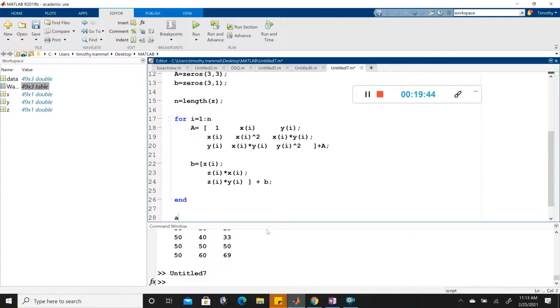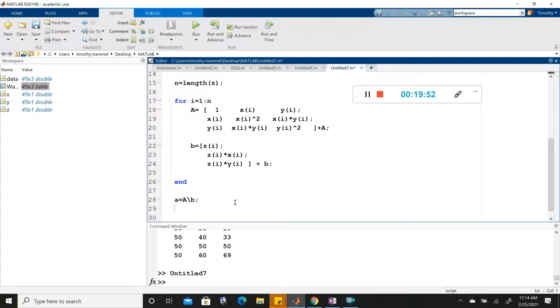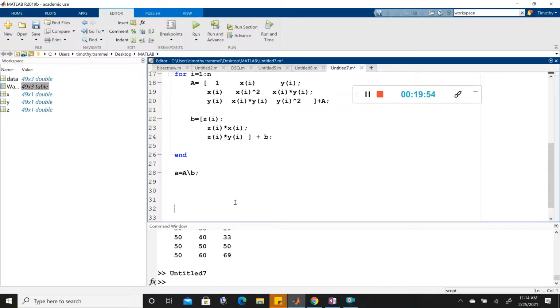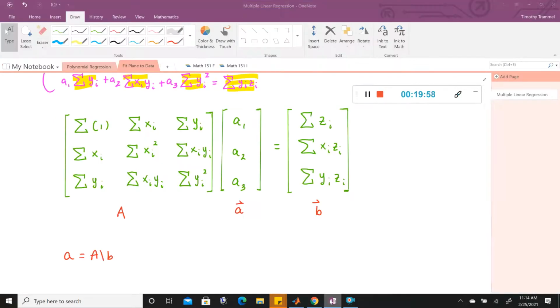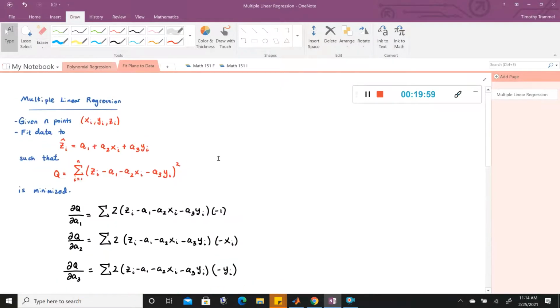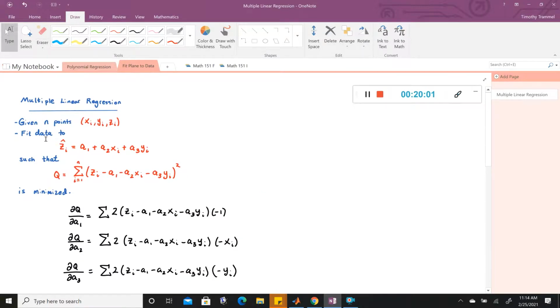Let's go ahead and compute our coefficients here now. A equals A backslash B. Okay. And what we want to do with these coefficients is write this equation that we have here in OneNote. Let me go up here and find it. This thing. We want to take the first coefficient plus the second times the x's plus the third coefficient times the y's. Okay. Let's go in and do that.